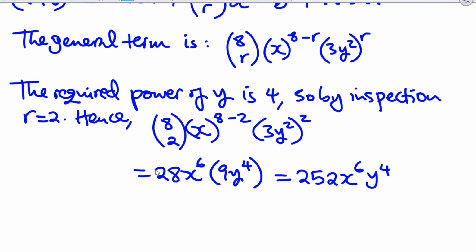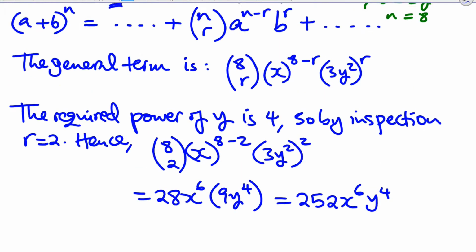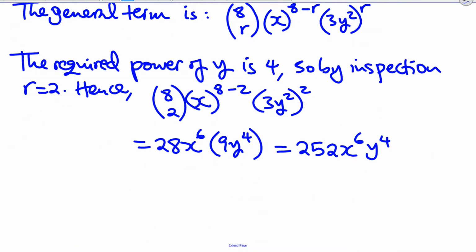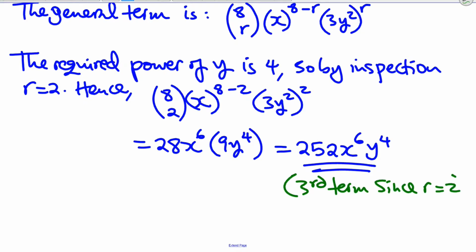So the question was to find the term in x to power 6, y to power 4. So basically, this is the required term, all right? This is the required term here. And this is the third term because r is equal to 2. So basically, this is the third term, since r is equal to 2. Okay? But this is the answer here. This is what they want. They want the term in x to power 6 and y to power 4.